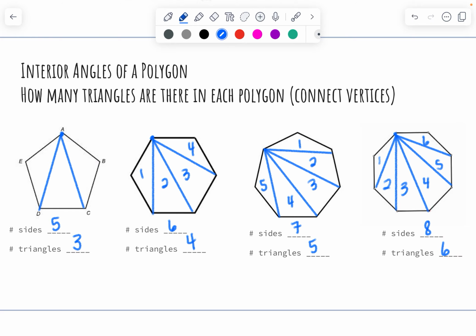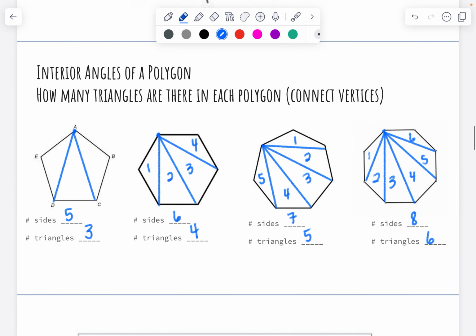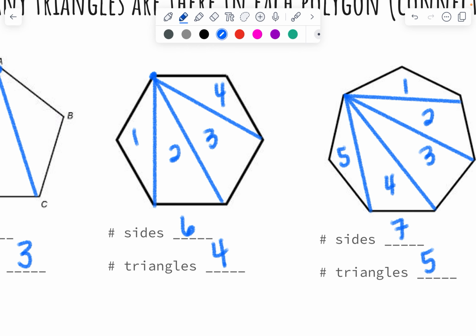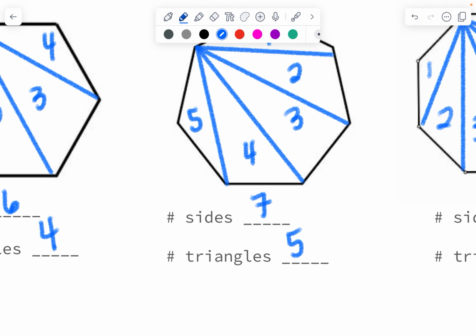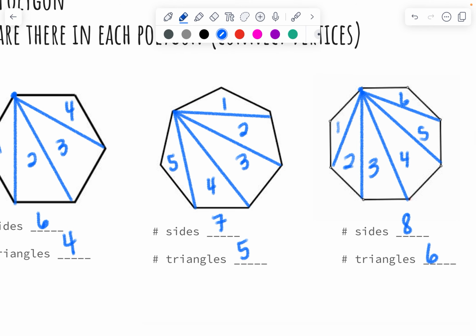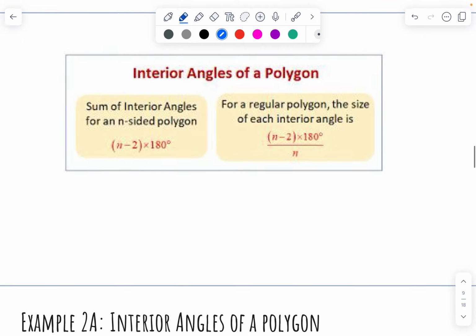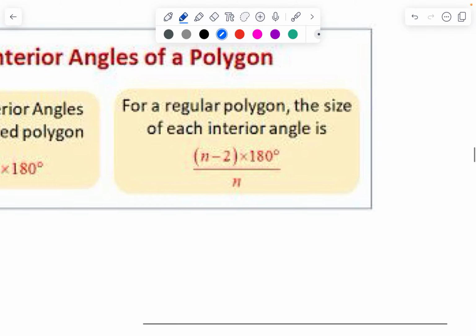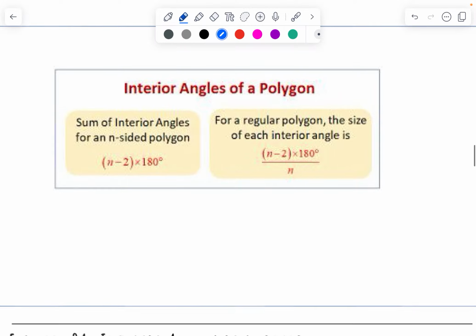We know that triangles add up to 180 degrees. So if I wanted to find how many degrees were in this pentagon, there's 3 triangles times 180 degrees. For this hexagon, there's 4 triangles times 180 degrees. 5 triangles times 180 degrees. 6 triangles times 180 degrees. So our formula is (n minus 2) times 180, where n is the number of sides. If I want to know how much one angle is, I would divide by the number of sides. That's only if all the angles are the same.